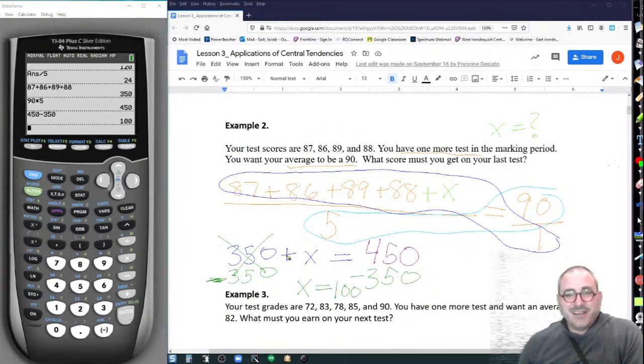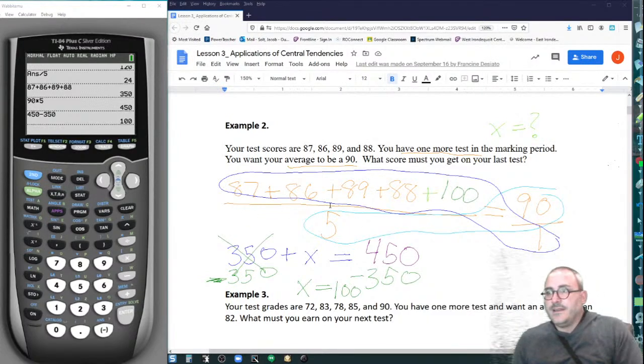So what does that tell us? Let's do the analysis time. Well, it tells us that had we erased x here and stuck in the 100, then when I add all these top numbers up and divide by 5, I should get 90. So let's test the theory. Let's check to make sure we did this right.